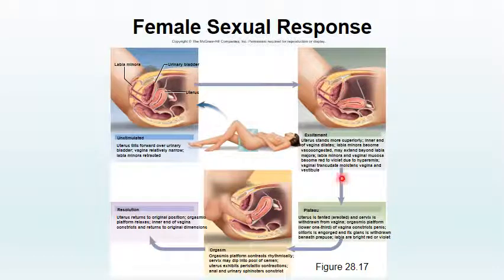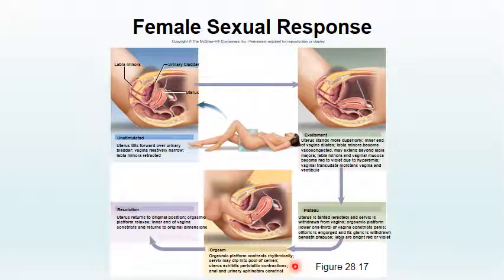Okay, so then during plateau, plateau is pretty much a status quo situation where we maintain vasocongestion and myotonia. We see a maintained increase in our physiological variables. We see all of these things that happen during excitement being maintained.